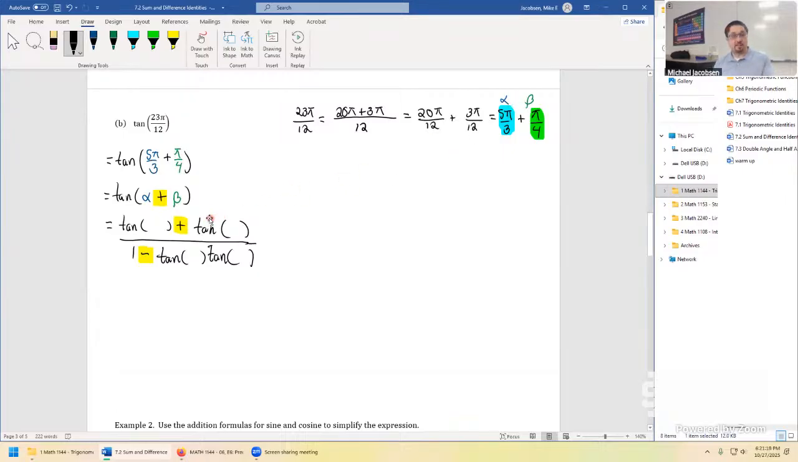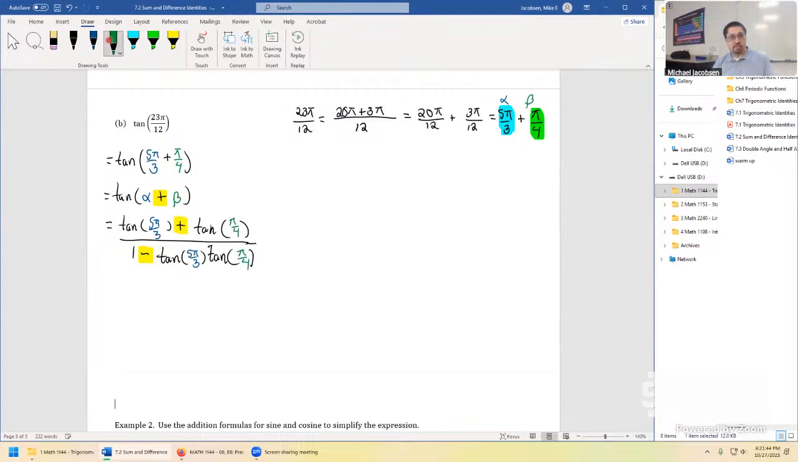Let's pause right here in case you're making any corrections. Any questions at the moment? Okay, we've got the identity down. Now import alpha and beta. 5 pi over 3 goes here and here. Pi over 4 goes into the remaining positions.